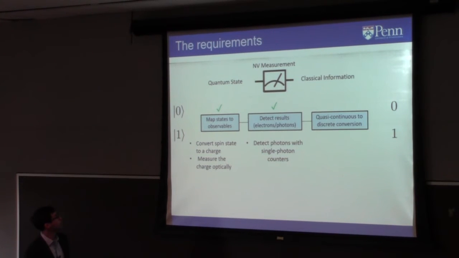So we now have confirmed what we set out to. We have our map, the states to an observable. We know we're going to detect. And now we have this quasi-continuous to discrete conversion. And actually, to follow up with your question, when you have a lower fidelity, you want to repeat your measurements to overcome noise. And you actually have some freedom as to how you want to go about doing that.